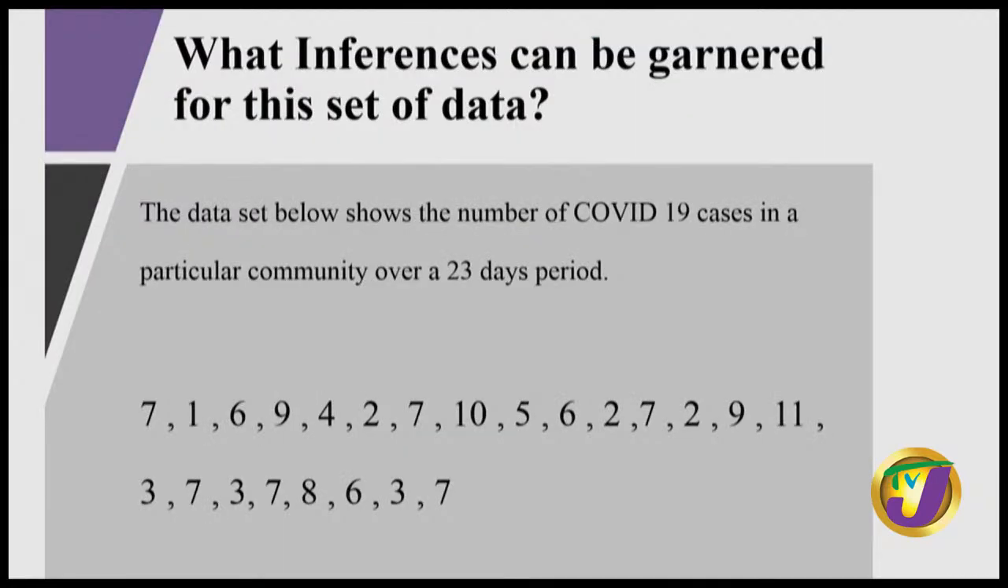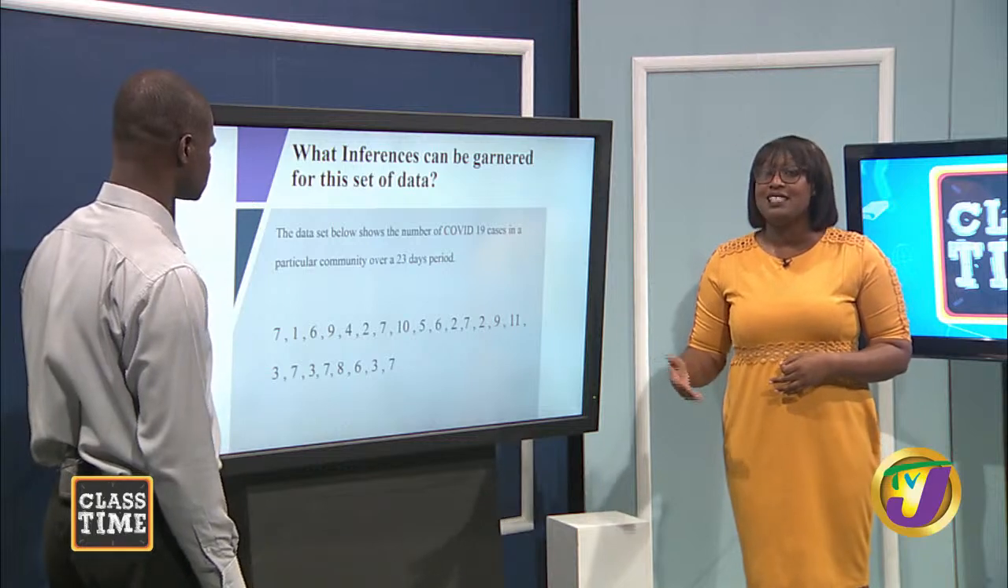All right, so here we have another set of raw data. Now, the data set below shows the number of COVID-19 cases. Well, I don't even like to mention COVID-19, right? But it is here. It shows numbers in a particular community over a 23-day period. Now, here are the numbers, raw data. What can we get from this data? Well, immediately I can see that maybe we have a mode, which is 7, but it's kind of hard to get anything from this data because it's not organized. It's difficult to get the information because here it's raw data.